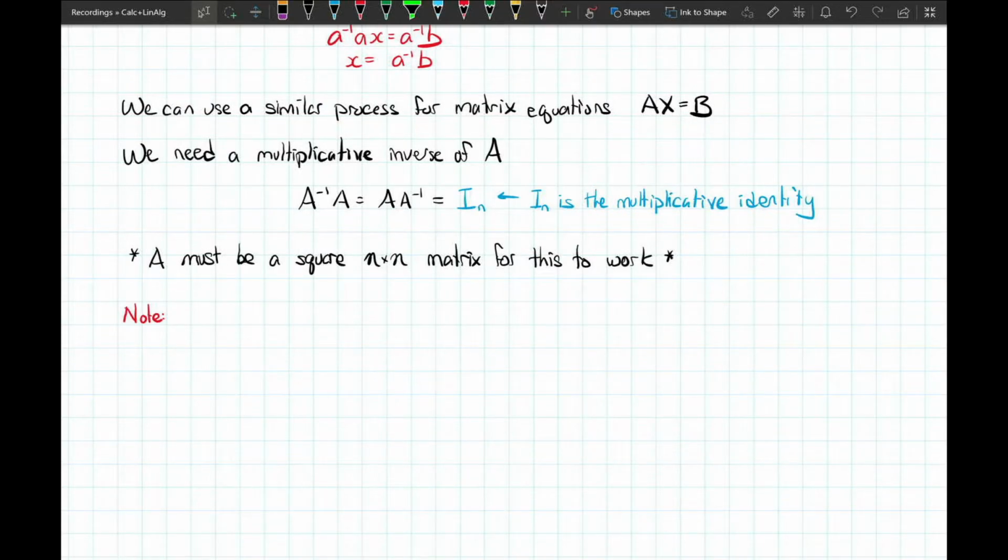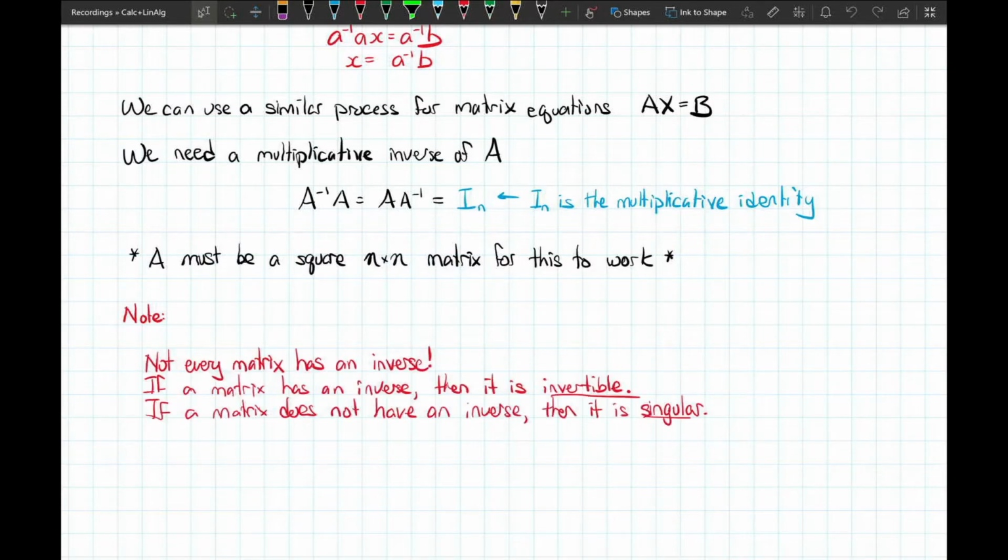Before we calculate the inverse, it's an important thing to note that not every matrix has an inverse. First of all, A has to be square, but even some square matrices don't have inverses. If a matrix has an inverse, then we call it invertible. If a matrix doesn't have an inverse, then we would say it is singular.